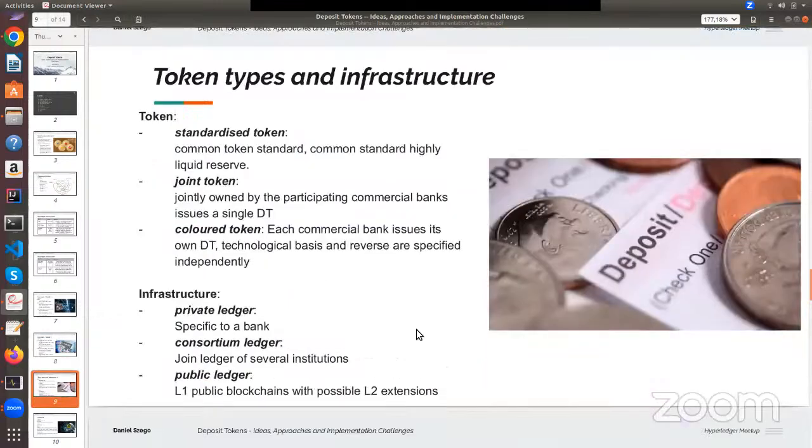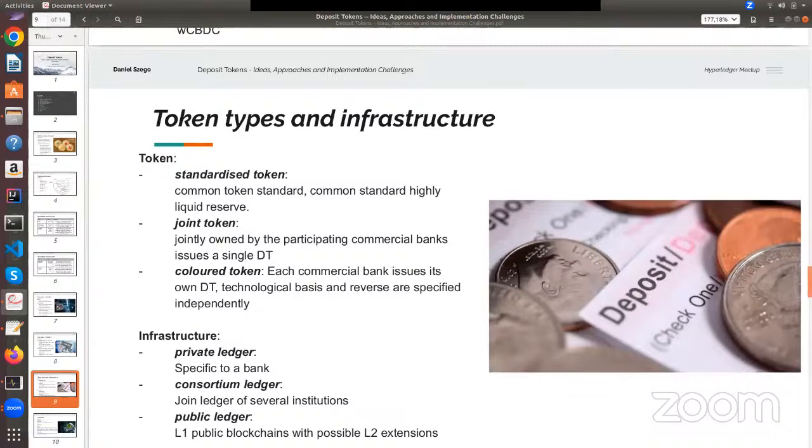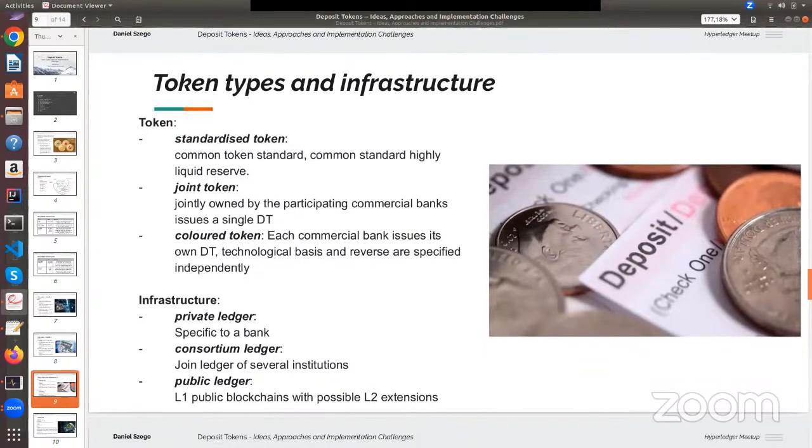So let me get into some technical stuff. I have just this slide on technicals. It's very early stage. We can define several token types. We can brainstorm how such a deposit token can be issued. We can consider several token types and infrastructure considerations.